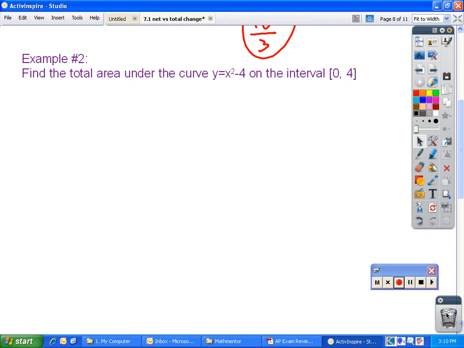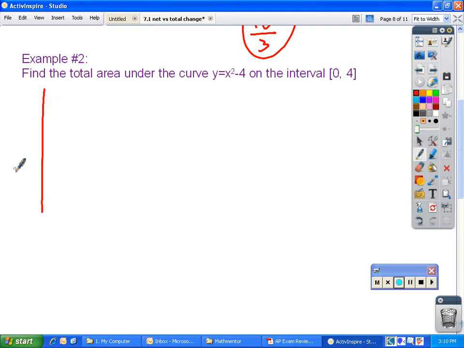When I say total area, what I mean for this is I want to know exactly how much room is between the curve and the x-axis, and I want to make all of the room positive. I don't really care that it's below or above the x-axis. So find the total area under the curve on the interval from 0 to 4.